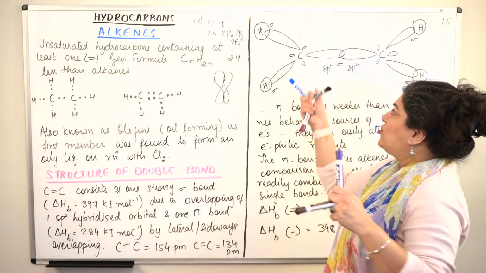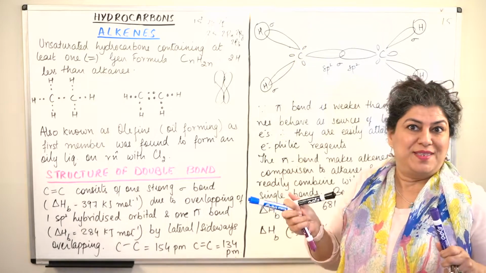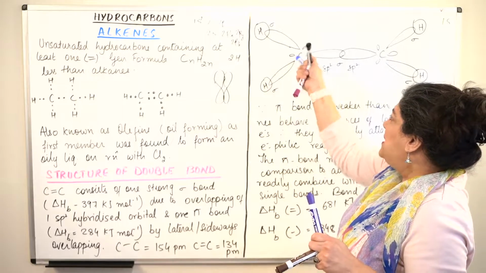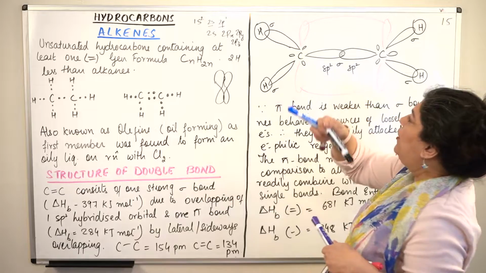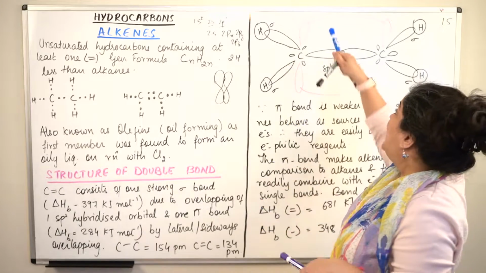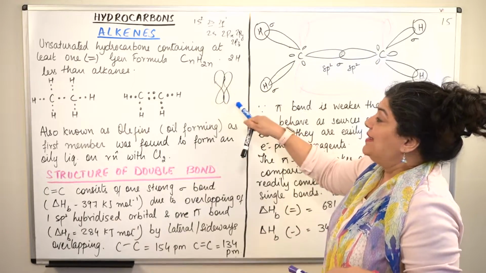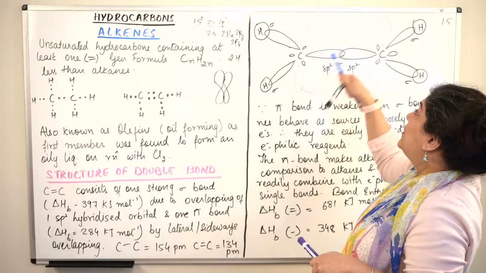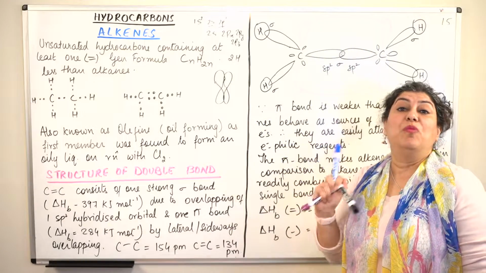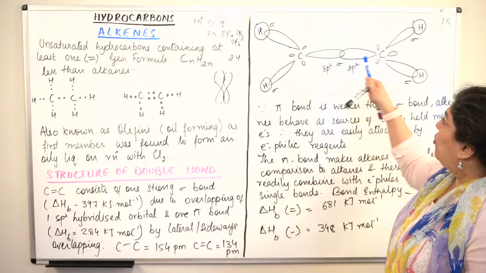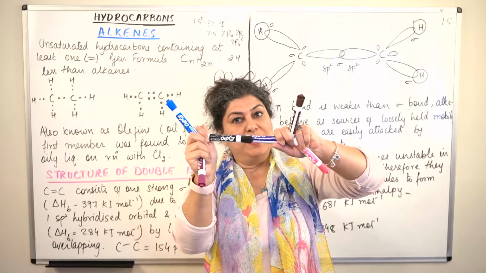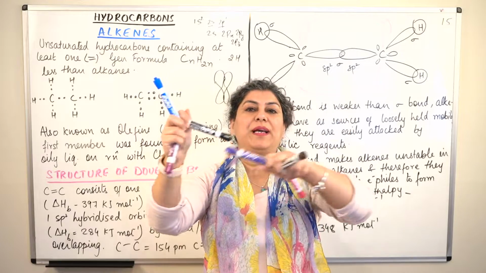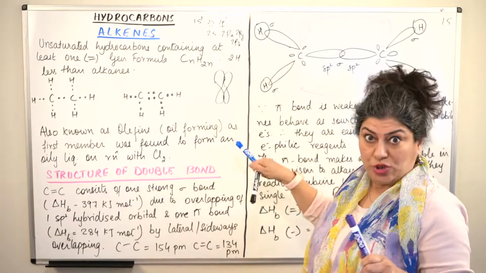The unhybridized orbital is perpendicular to this. Since it is perpendicular to the plane of the paper, you can imagine one lobe going behind the board, and one lobe coming in front of the board. These overlap sideways and result in the formation of the second bond, which is the pi bond. The first bond was the sigma bond, formed by the sp2 hybridized orbital. The other two sp2 hybridized orbitals formed bonds with the hydrogens.